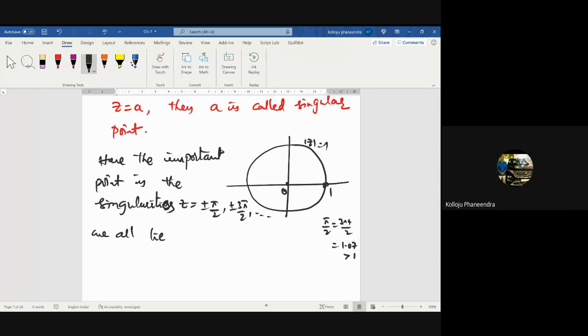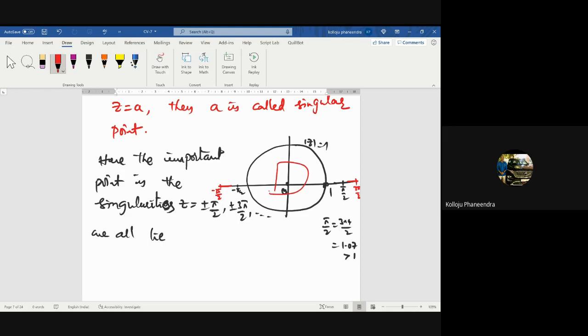That means where is the singularity? Pi by 2 is here. Same logic, minus pi by 2 is here. Somewhere 3 pi by 2 is here. Somewhere minus 3 pi by 2 is here. Like that, right? This is my domain D.